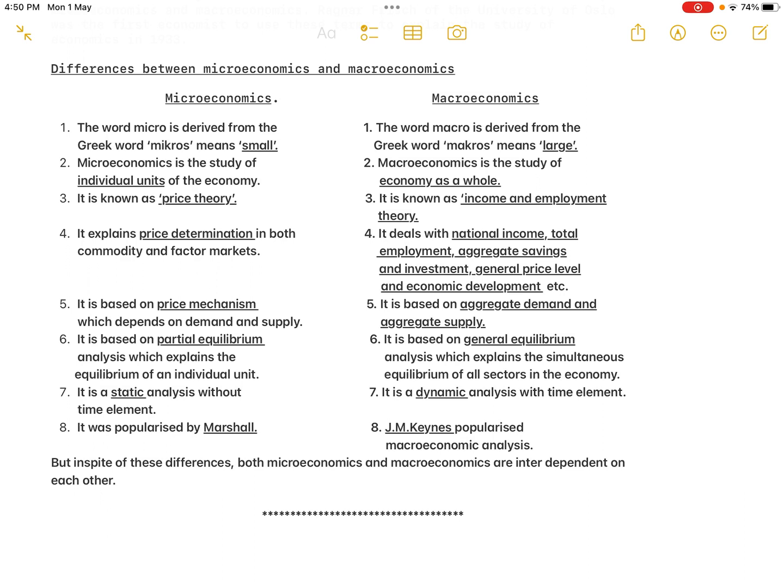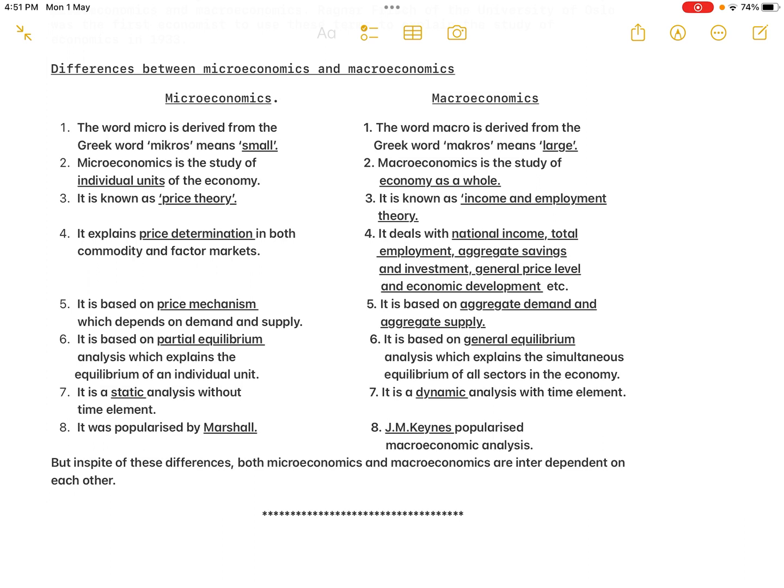Okay, now the sixth point. Microeconomics is based on partial equilibrium analysis, which explains the equilibrium of an individual unit. So what is the meaning of equilibrium? Equilibrium means position of rest. If one individual commodity's demand and supply are both equal, then neither the producer will produce more nor the consumer will consume more at that particular point of time. So it has already reached the equilibrium.